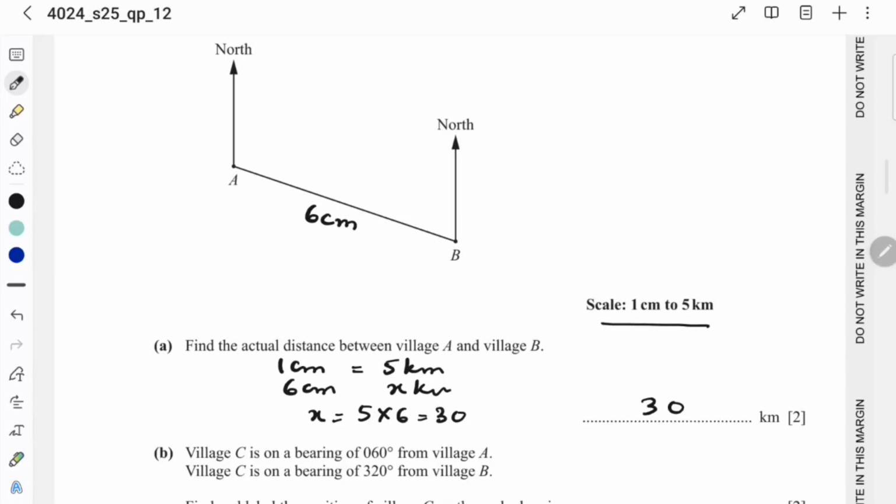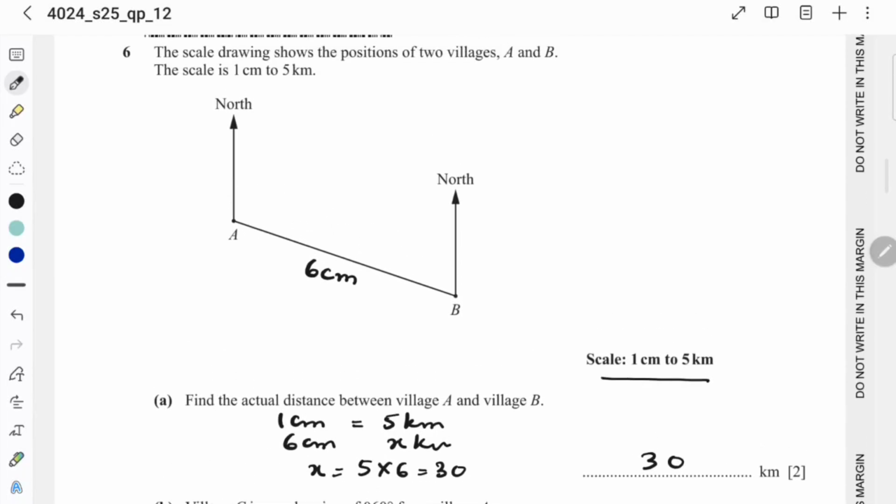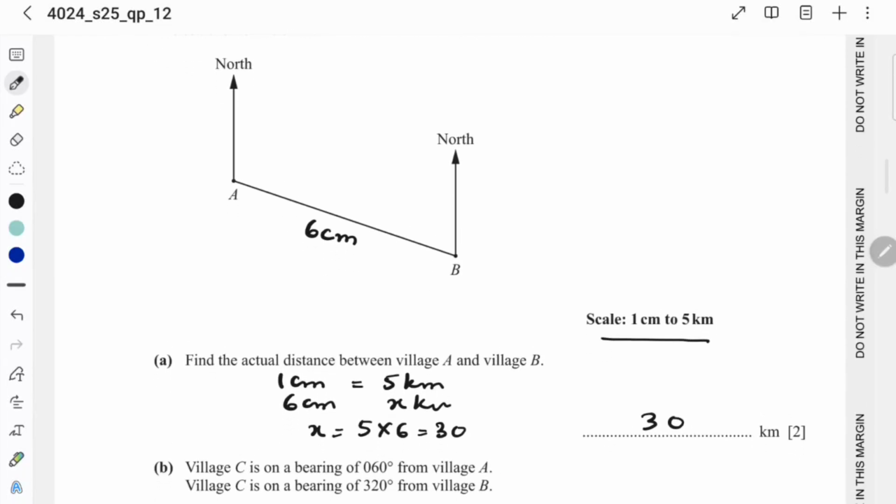Village C is on a bearing of 60 degrees. So I have to make it from A. At A, I have to make an angle of 60 degrees. So I have drawn this, this is 60 degrees.